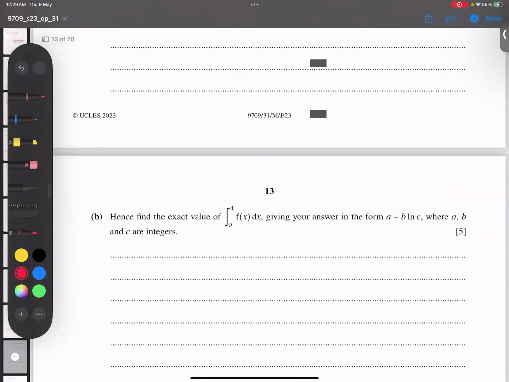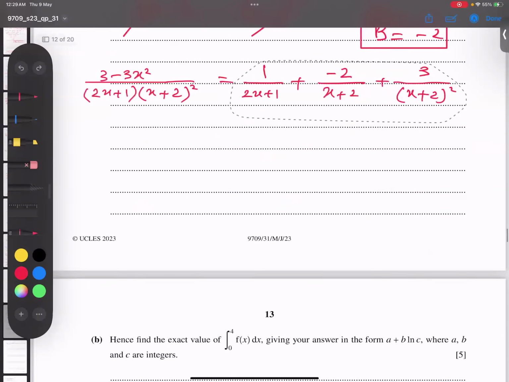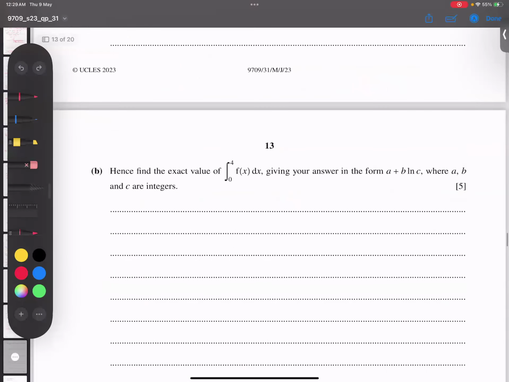Okay, next part is the exact value of this integration. We need a log form, a constant, and he said integers. So this integer, and then we have a logarithm. So let's start. This equation, students, I will copy from here, and I start from here. So integration 0 to 4, and dx must be there.